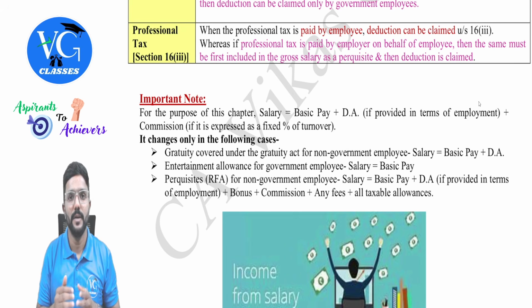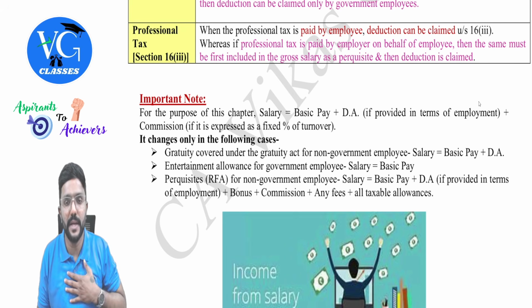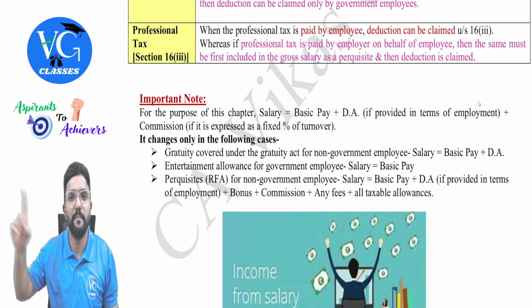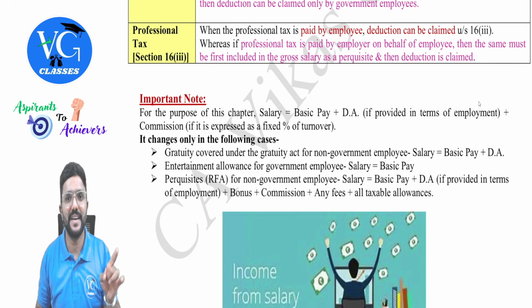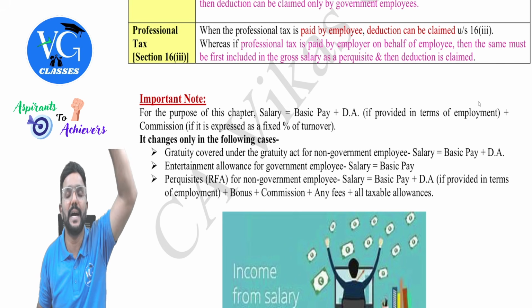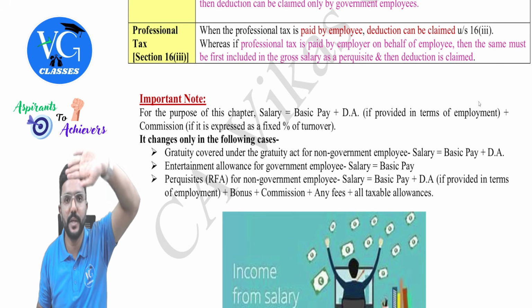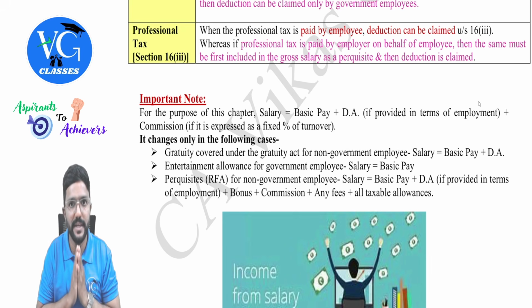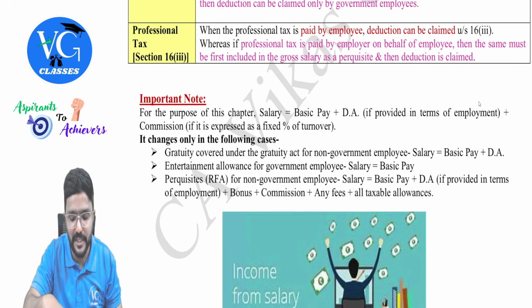Sir, what if professional tax of the employee is paid by the employer? It is like an obligation of the employee met by the employer. First, it is taxable as perquisite in the hands of the employee. So include it under the salary head, so include it in the gross salary calculation. Then give deduction. I will just repeat. Please pay attention.